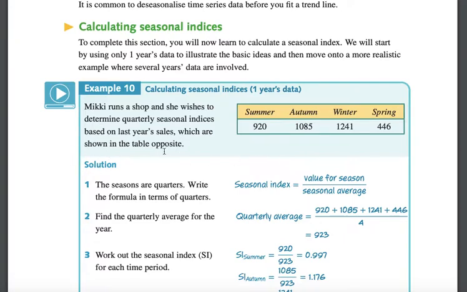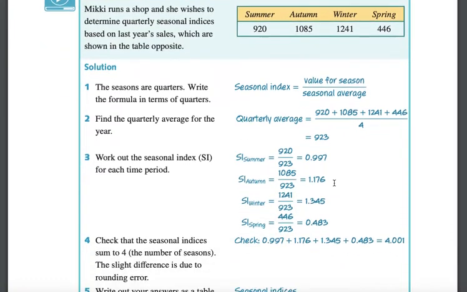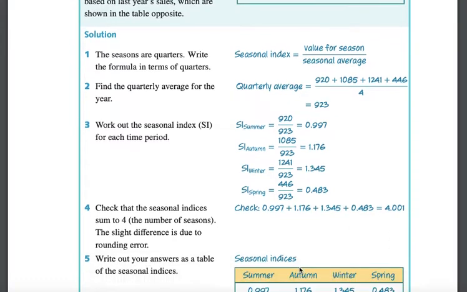To get a seasonal index, we're going to take these 4 seasons, add them up, divide by 4, which gives us an average, a beautiful average. Then each of these 4 numbers gets divided by that quarterly average. So what you'll see here, we've got all these new seasonal indices. And if we add those 4 together, it adds up to 4.001, but it's 4, for the 4 seasons.